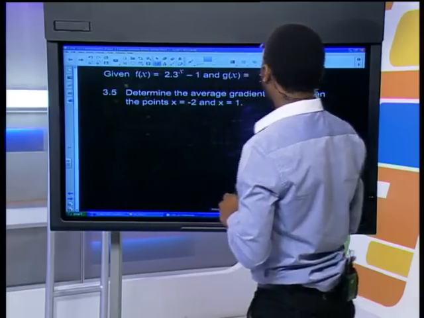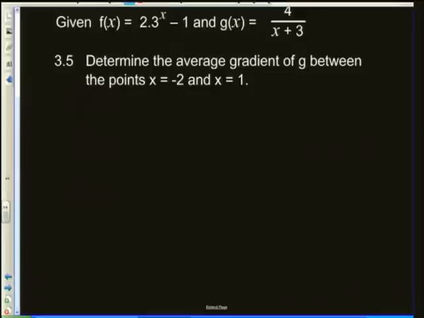Welcome back, grade 11s. You are still with us on the Exam Revision School, and we are continuing with paper 1 of the grade 11 mathematics. So, Lunga, you can continue. Thank you, Queen. Right, so guys, I hope you tried this question in the break. They're asking us to find the average gradient of g between the points x is equal to -2 and 1.